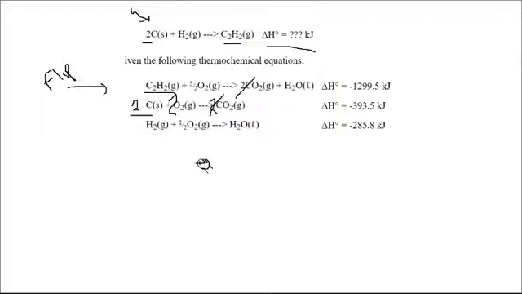But I still have a problem, right? So in the first equation, I still have this 5/2 O2 and this water that I need to get rid of. And in the second equation, I have this 2 O2 that I need to get to cancel out.